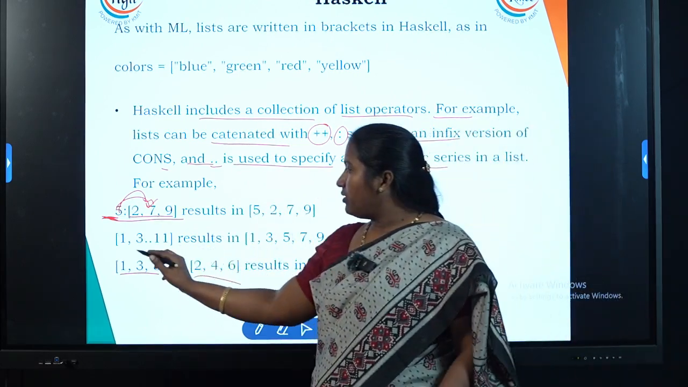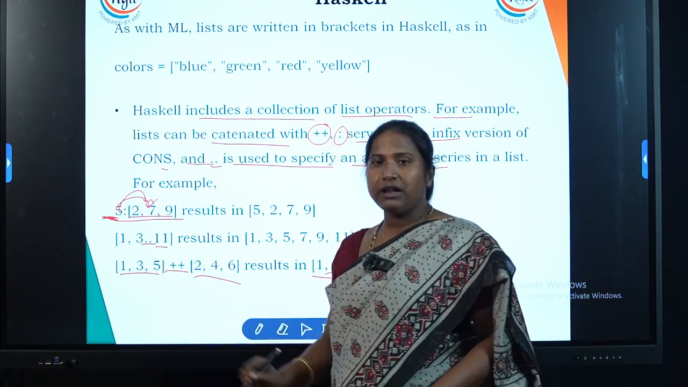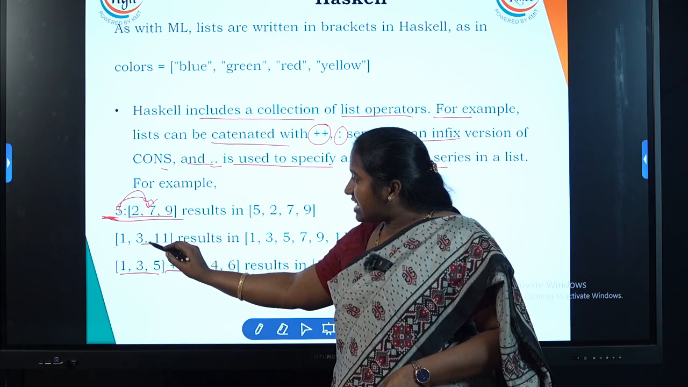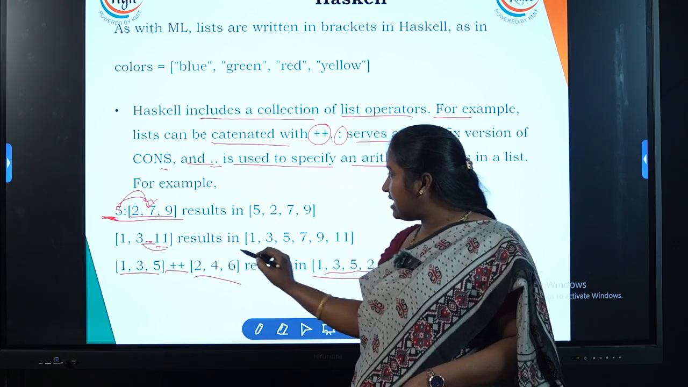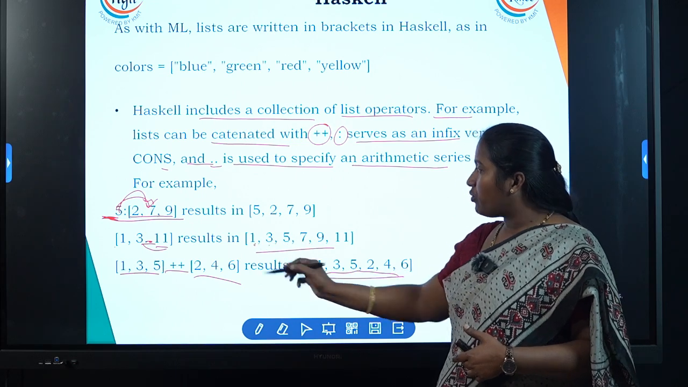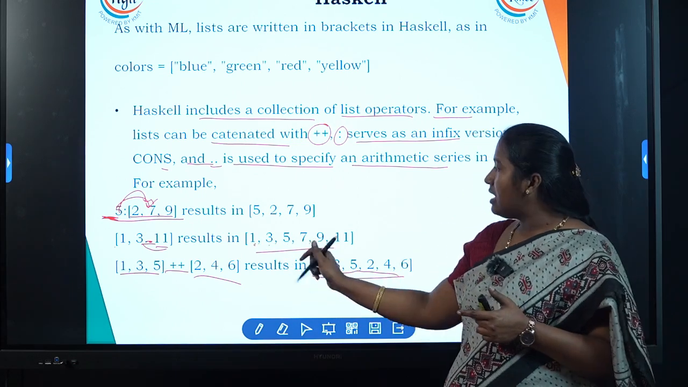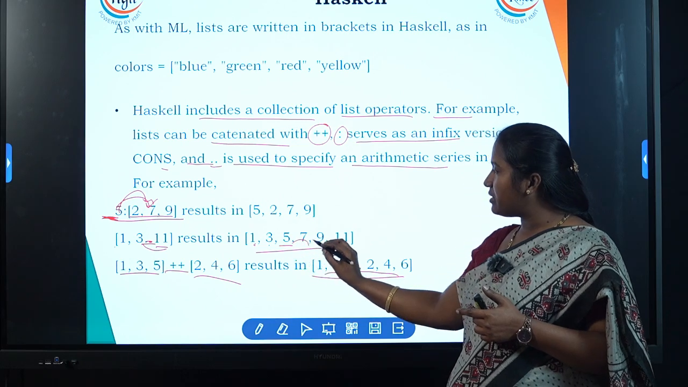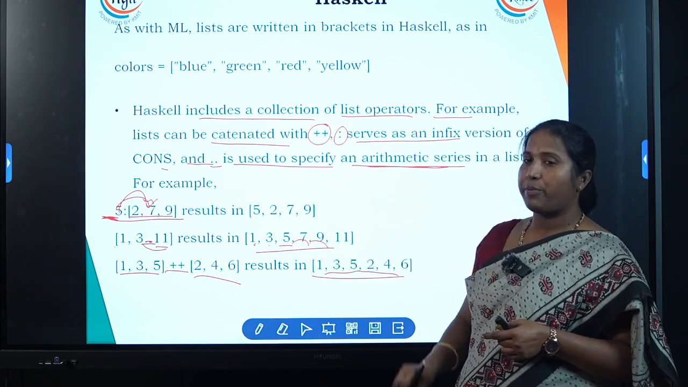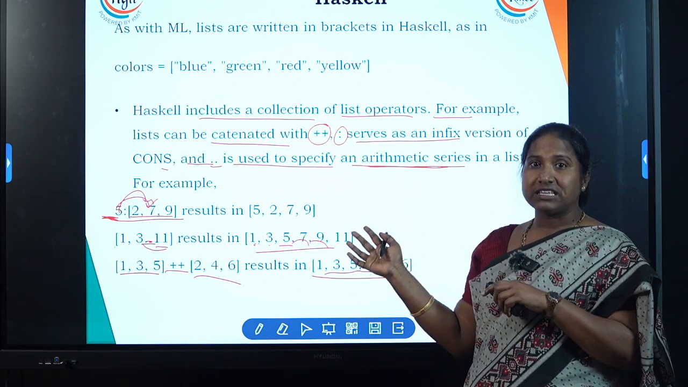Now let's look at [1,3..11]. What does it mean? We take the series specified here and return the whole series. What series did we specify? 1, 3, with a difference of two between the numbers. The next number is 5, the next is 7, the next is 9. So it is an arithmetic series operator. These are the different operators that Haskell supports.